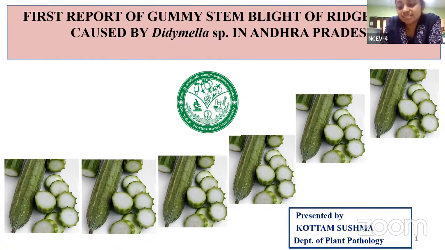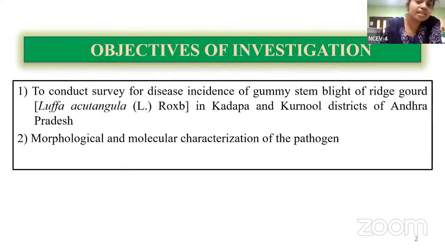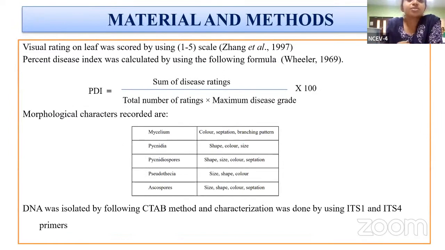Considering this, the present investigation was carried out with the following objectives: to conduct a survey to know the disease incidence in Kurnool and Kadapa districts of Andhra Pradesh, and to characterize the pathogen morphologically and molecularly. During the survey, the visual ratings on the leaf were scored using the scale given by Zhang and his co-workers, and the percent disease index was calculated using the formula given by Wheeler.